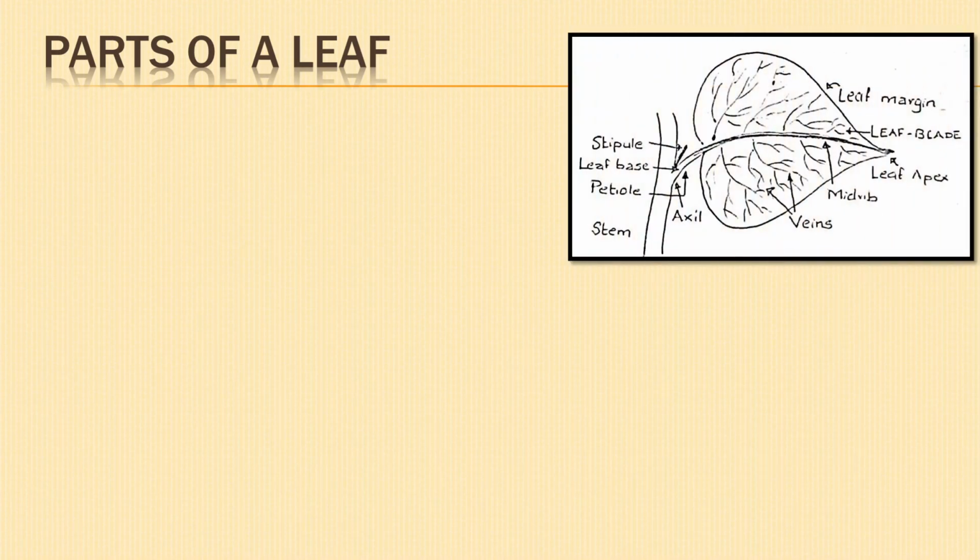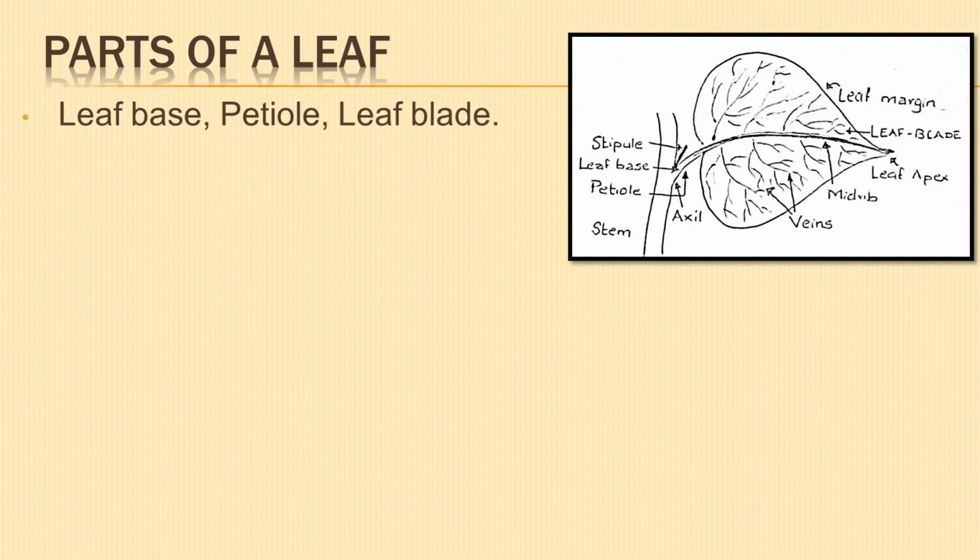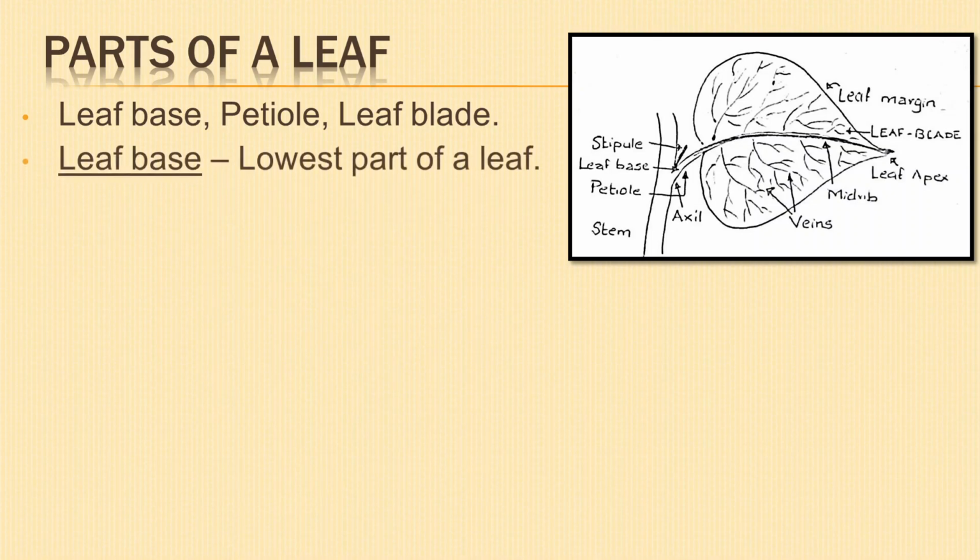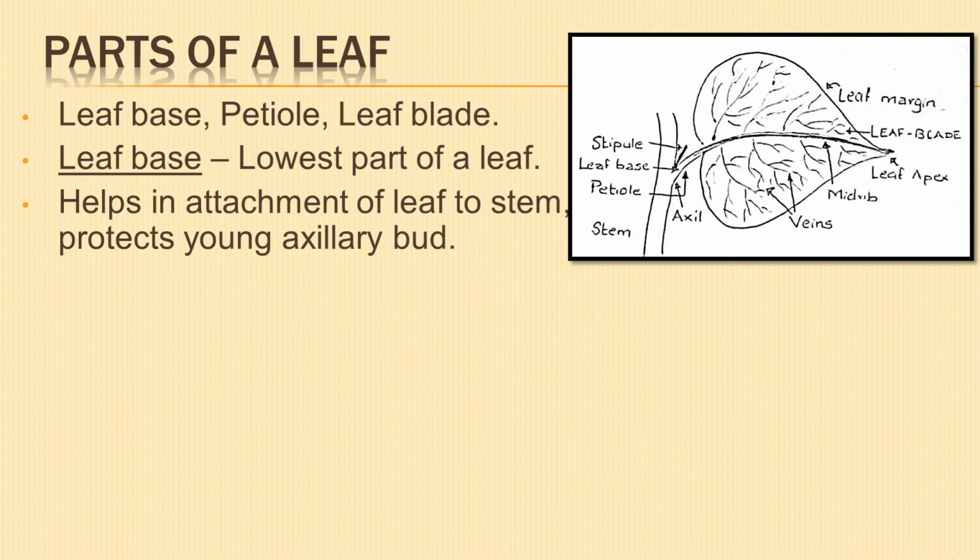Let us understand the various parts of a leaf with the help of a diagram. The main parts of a leaf are leaf base, petiole, and leaf blade or lamina. Leaf base: it is the closest to the petiole and is the lowest part of a leaf. It helps in the attachment of the leaf to the stem. It protects the young axillary bud.